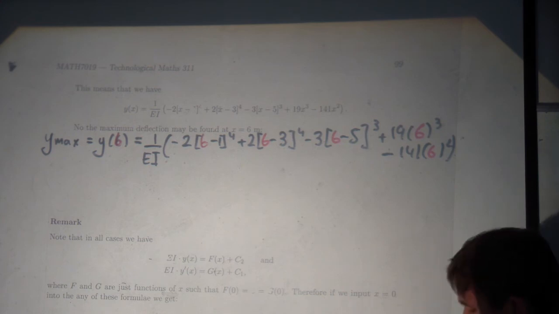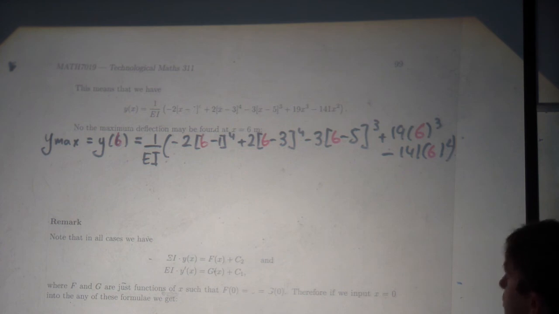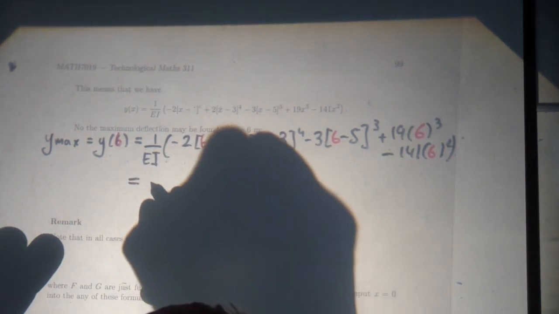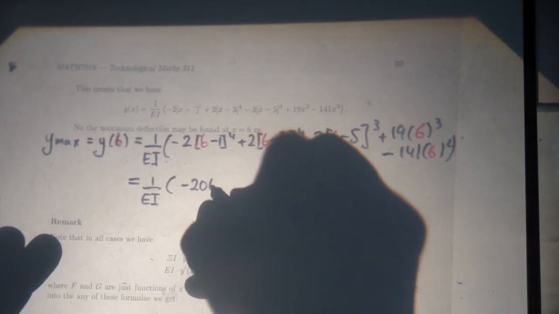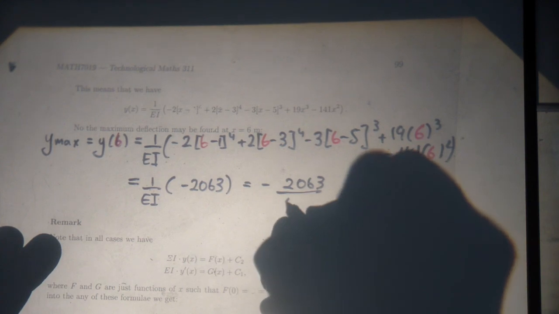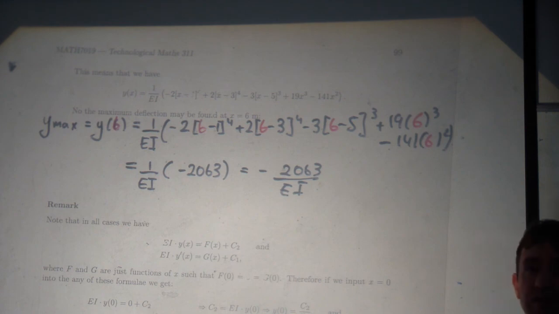Minus 2 by 5 to the 4, plus 2 by 3 to the 4, minus 3 by 1, and plus 19 by 6 cubed, minus 141 by 6 squared. And your answer should be negative. So I'm getting 1 over EI times minus 2063, which is equal to minus 2063 over EI. EI is of the order of about 100, so this is about 20 millimeters, about 2 centimeters, which isn't that much.